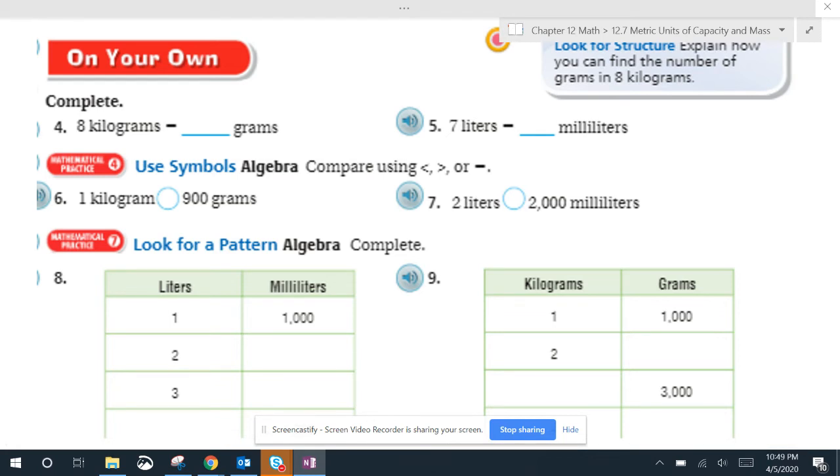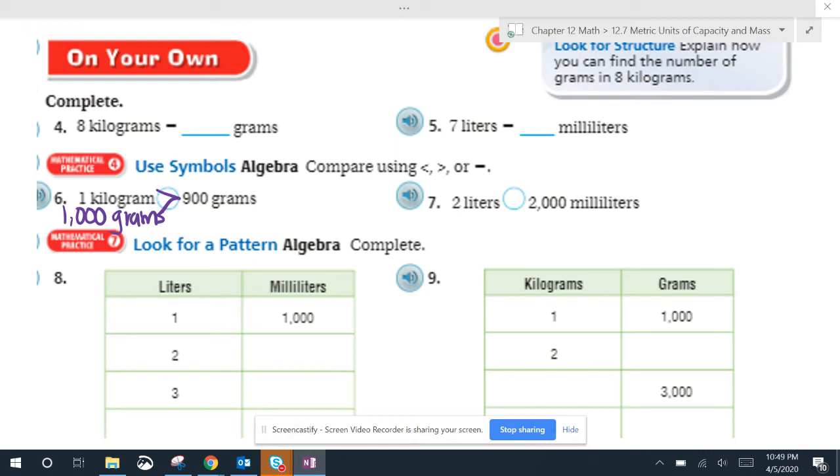There are 1,000 grams in 1 kilogram. So 1,000 or 900, which one of those is greater? Well, 1,000 is greater than 900. So go ahead and put that one as greater than. Okay, please do number 7 on your own and then check your work.